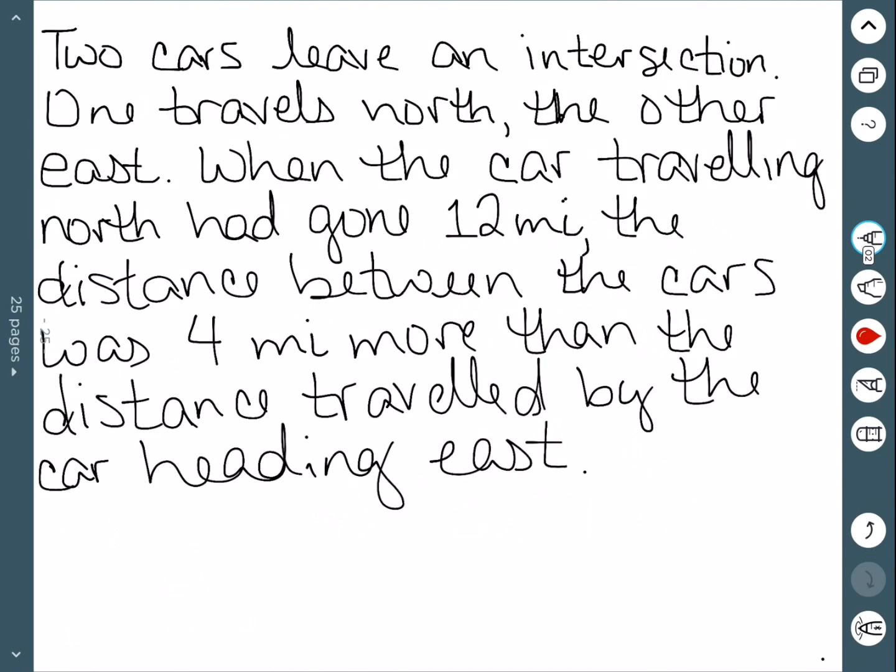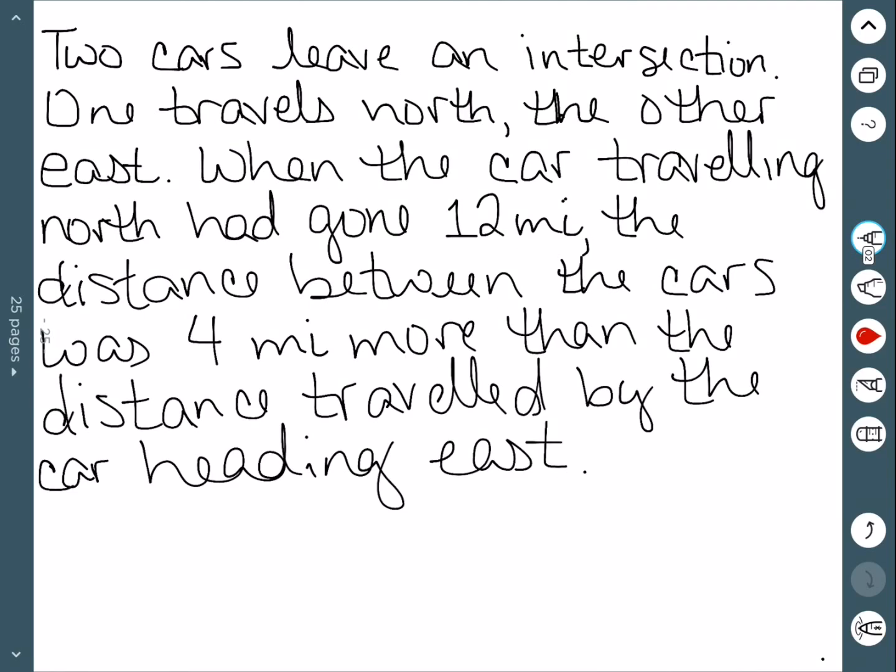For this one, we have 2 cars leave an intersection. One travels north, the other travels east. When the car traveling north had gone 12 miles, the distance between the cars was 4 miles more than the distance traveled by the car heading east. And we want to know how far that eastbound car had actually traveled. This seems like a lot of information, and it's taken almost my whole slide here to actually write the problem out. So maybe there's a better way to get this organized so we know a little bit what to do.